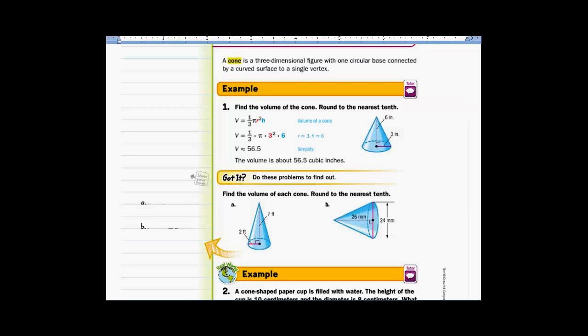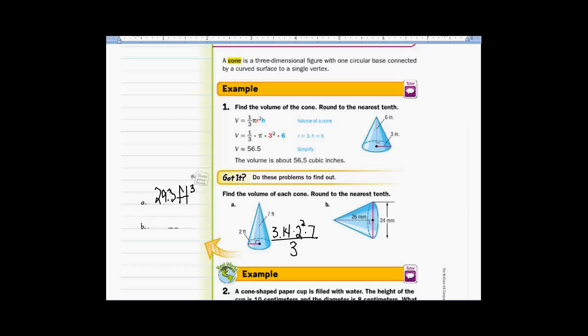Okay, back with me. Let's talk about A. Area of the base times the height divided by 3. So 3.14 times 2 squared, pi times radius squared, times the height, whatever we get, divided by 3. That should give us, rounded to the nearest tenth, if we leave pi as pi, 29.3. Remember, our label is cubic because it is volume, 29.3 feet cubed.